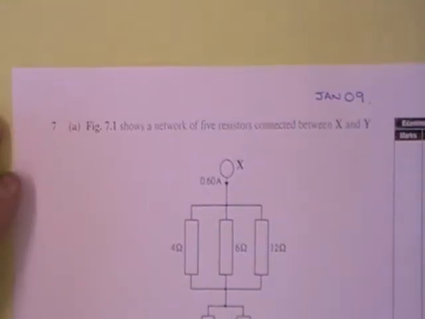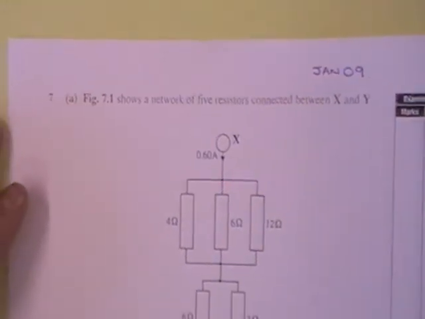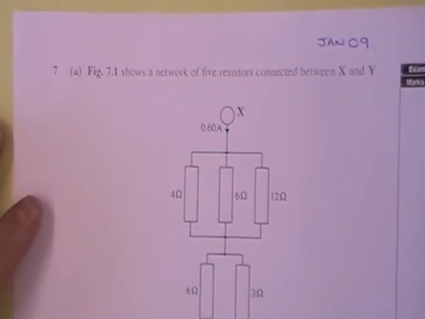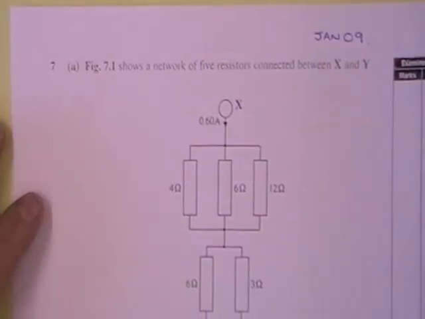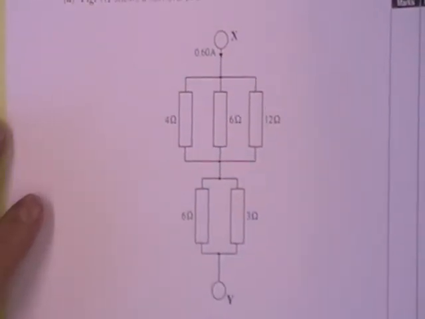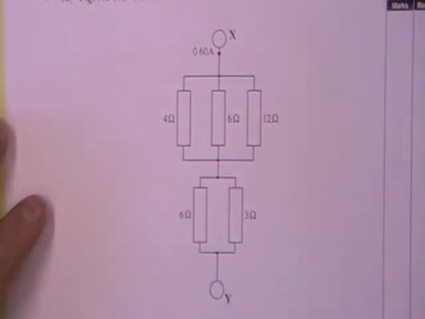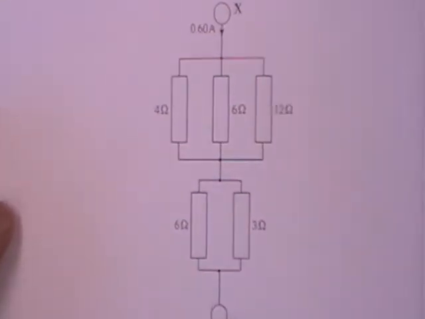This is a question from January 09. It's question 7. Figure 7.1 shows a network of 5 resistors connected between X and Y. And so you can see X and Y, and I'll just scan in a wee bit so you can see it a wee bit more clearly.